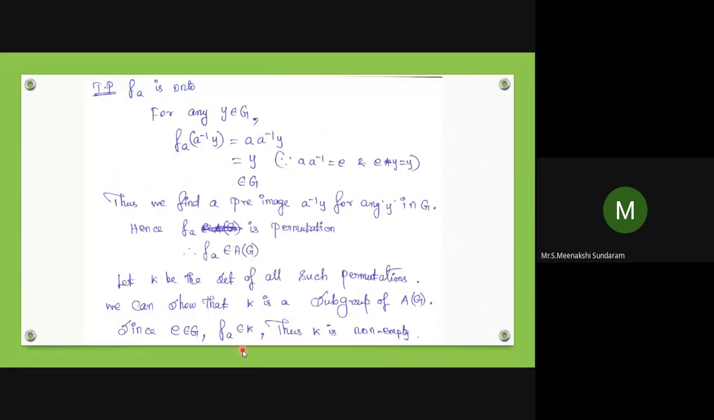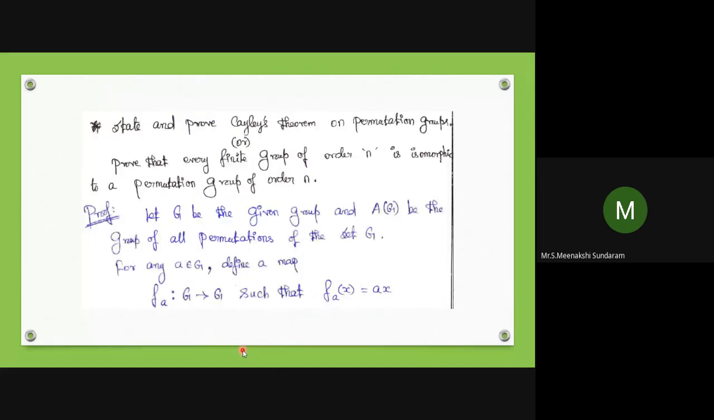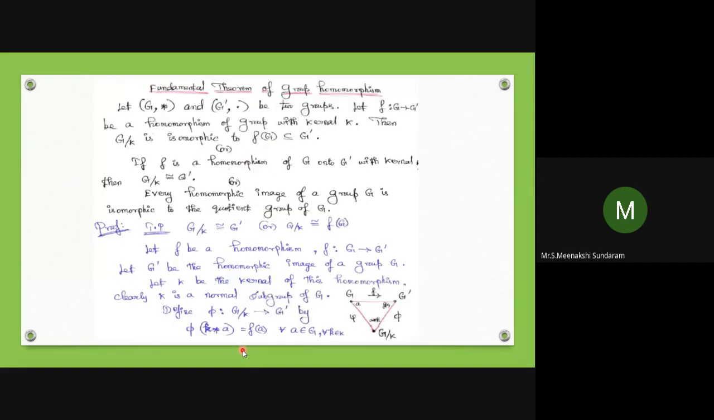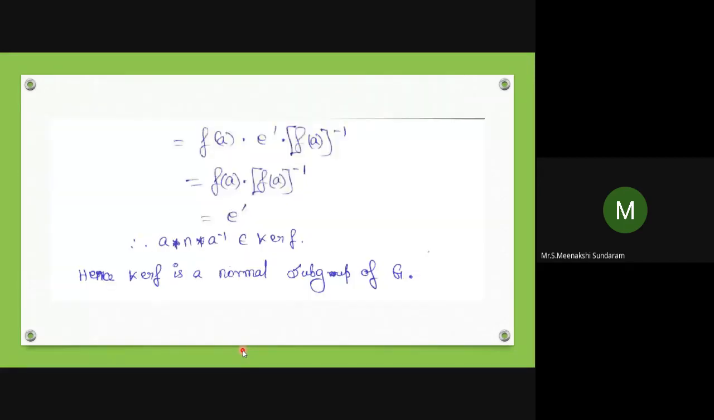Some only important theorems. Among named theorems, straight and through, Cayley's theorem can be asked, a named theorem. Straight and through, the fundamental theorem of homomorphism can be asked, and then state and prove Lagrange's theorem can be asked. These are all standard sums. If a, b belongs to H then a star b inverse belongs to H, to show a subgroup, and to show a normal subgroup. So very standard theorems are there.